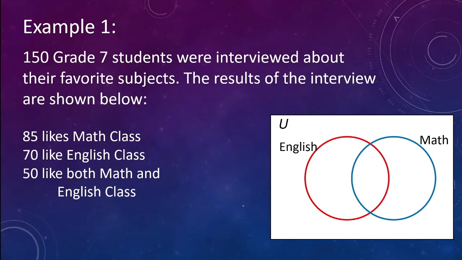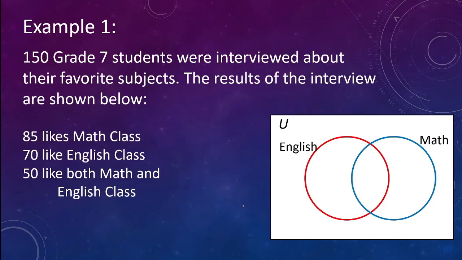Okay, so in answering this, we have to get first the intersection of the two sets. So we have English and math. The intersection are the numbers of students who like English and math, both subjects. So we have here 50 students like both math and English class. So we have here 50.